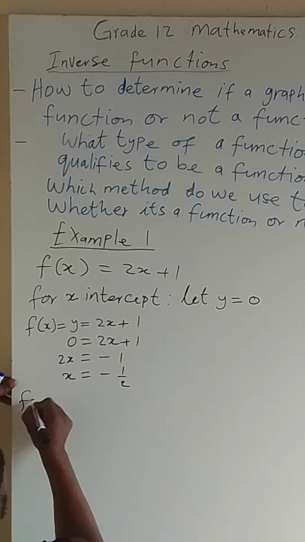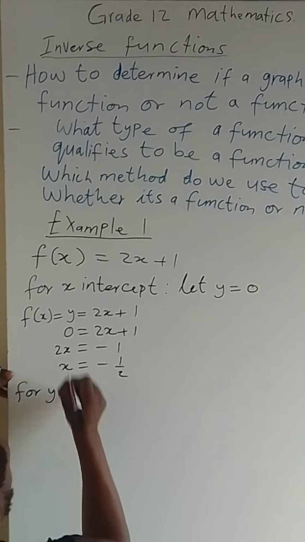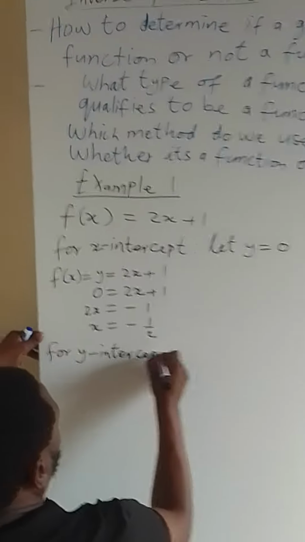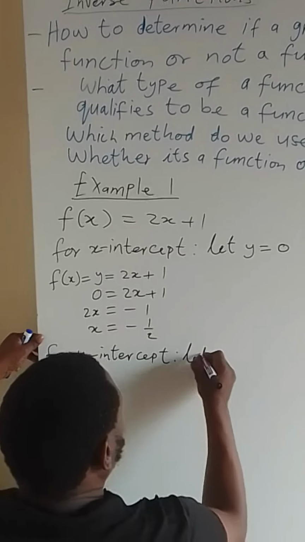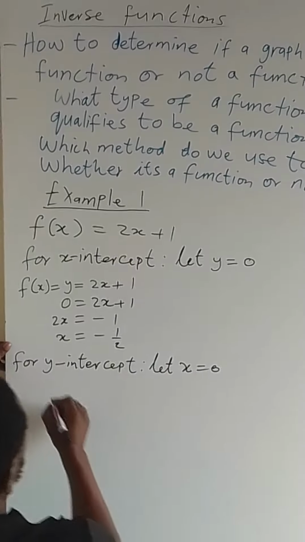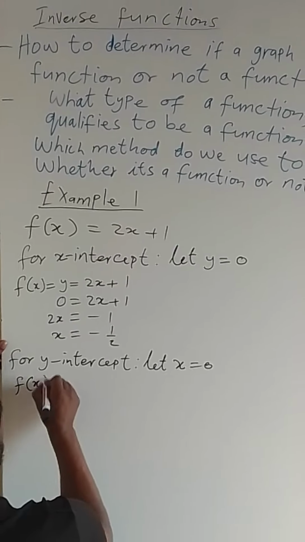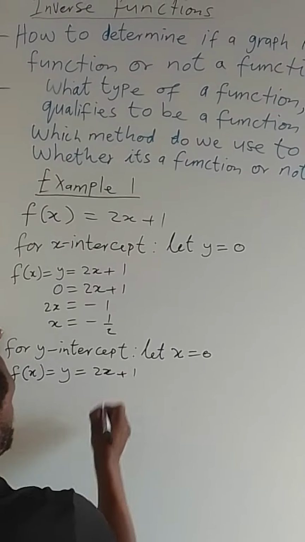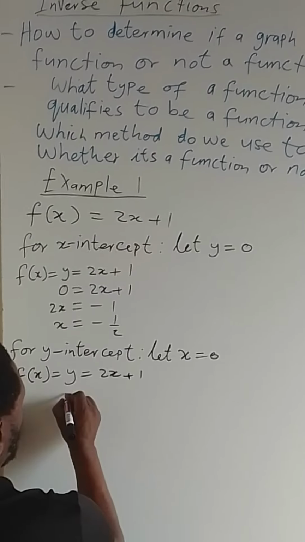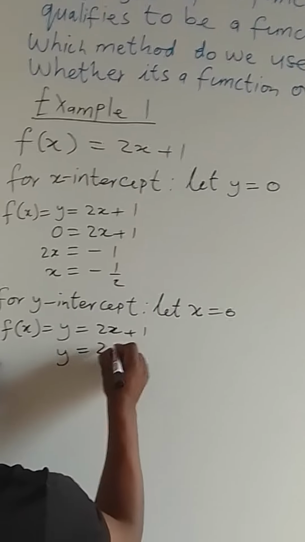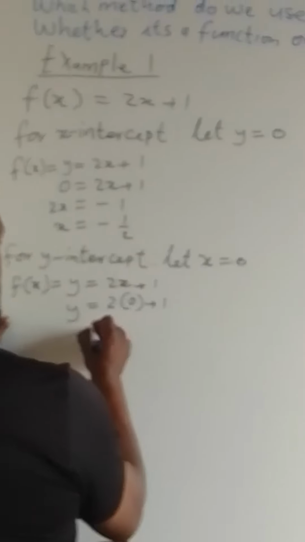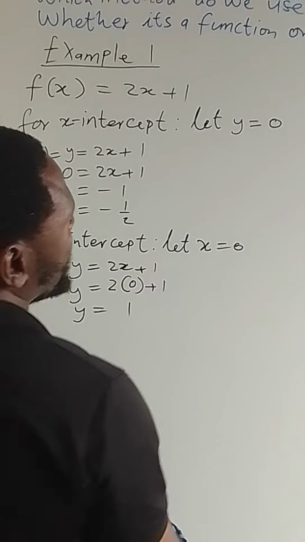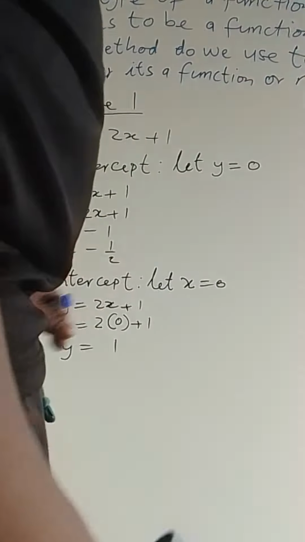Then you need to find the y-intercept. You let x be 0, then f(x) is your given function, which is 2x + 1. You want to find the value of y. y equals, whenever you see an x, you put a 0, which gives y = 1. Now let's draw the graph of this function.